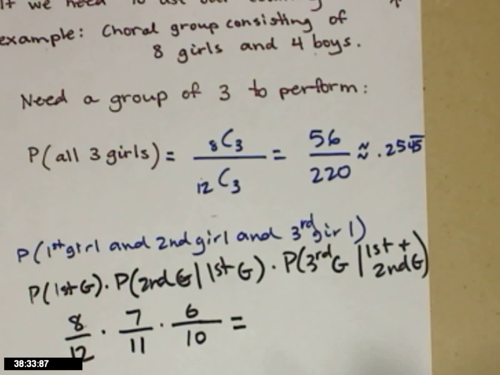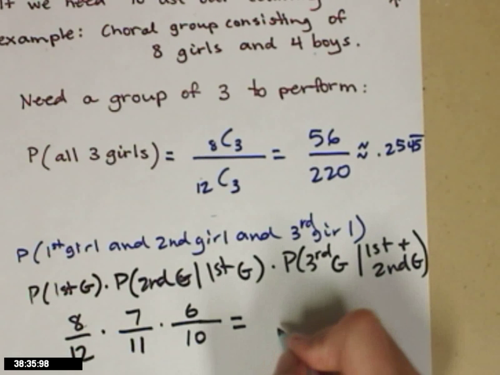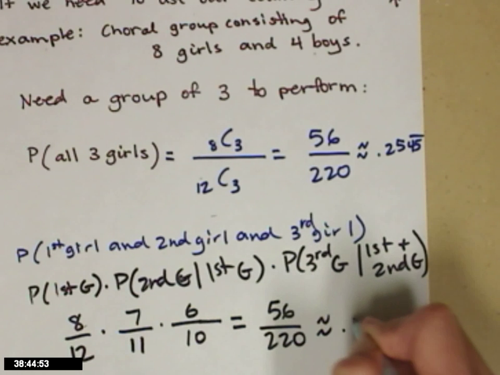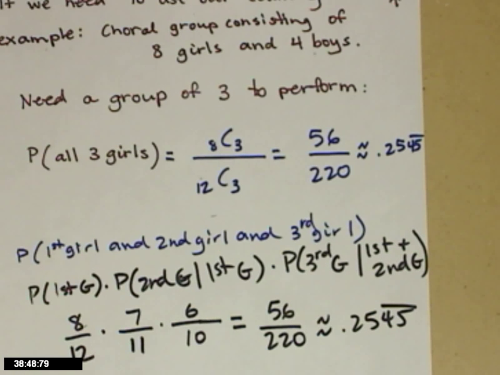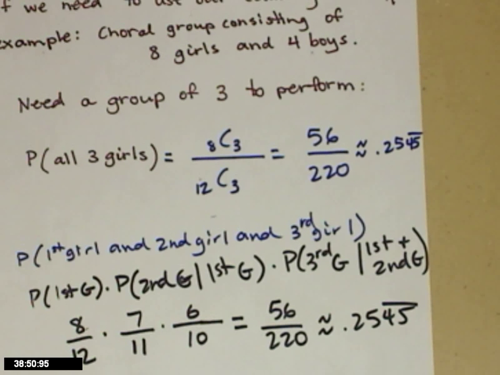Okay. And if you do all of the reducing and make all of that look nice, you come out, or can come out, with that same 56 over 220. So it doesn't really matter which one of those ways you go with. You're going to find one that makes sense, and maybe you're going to switch around a little bit because different times, different ones feel better.